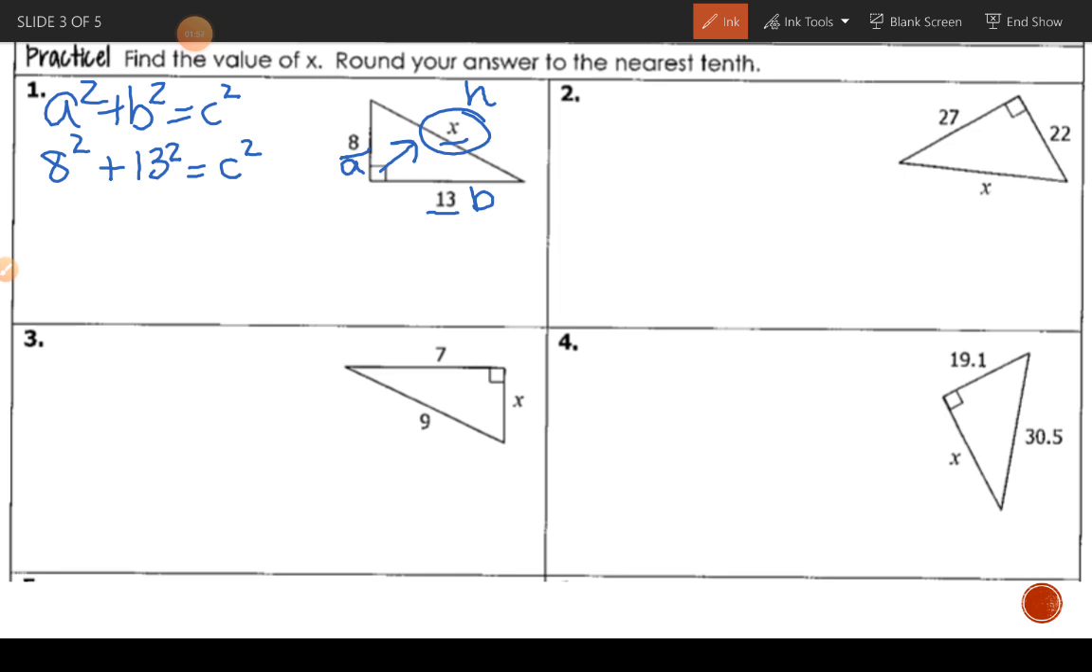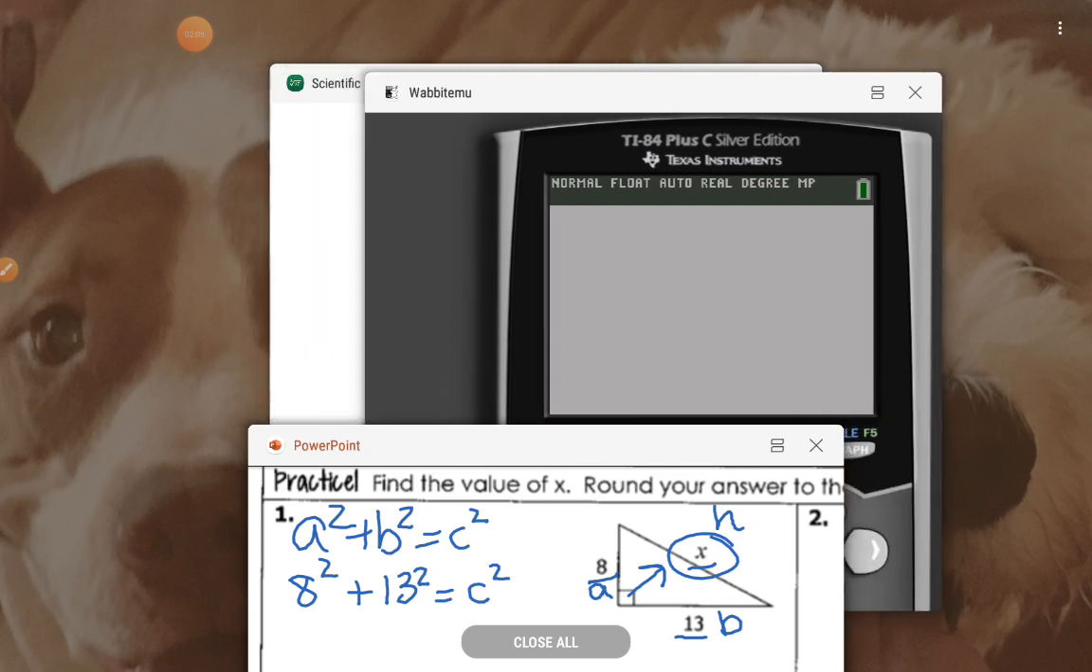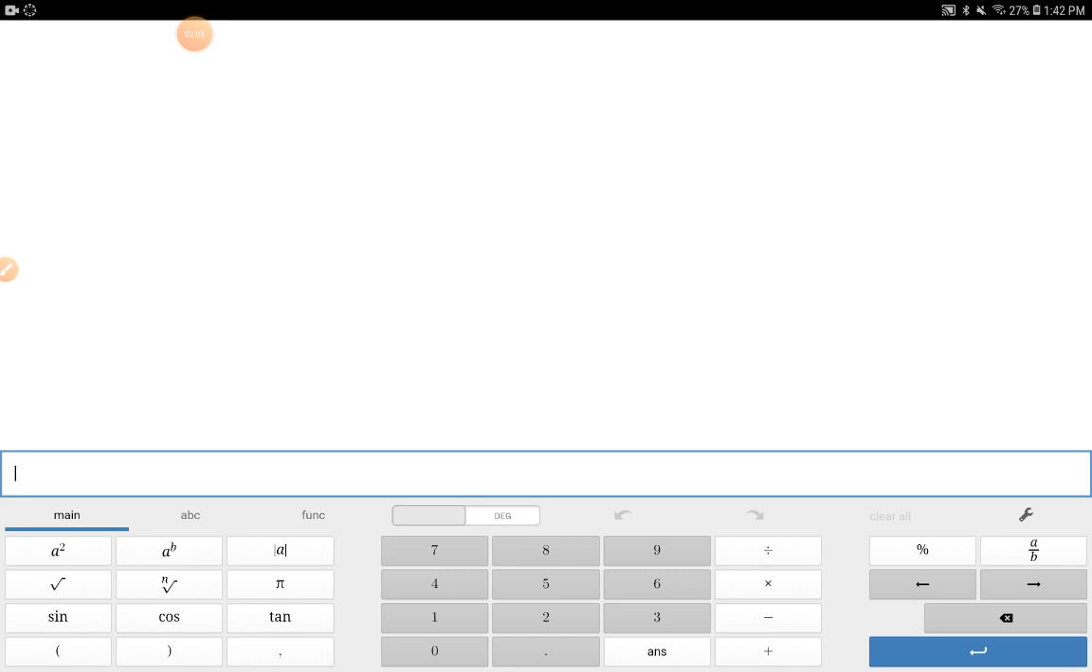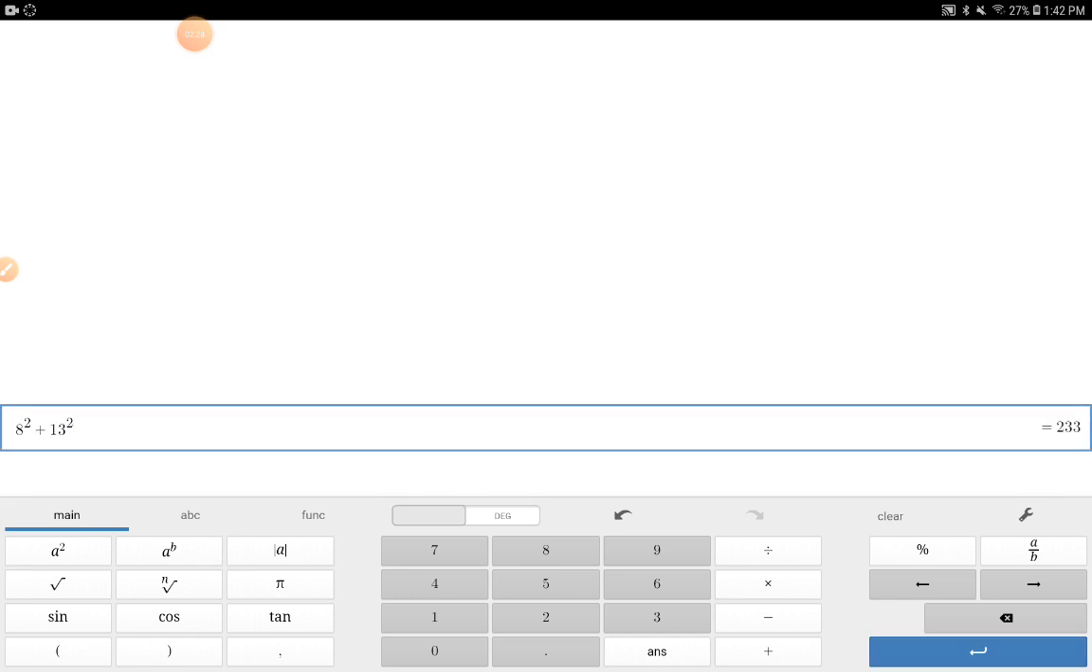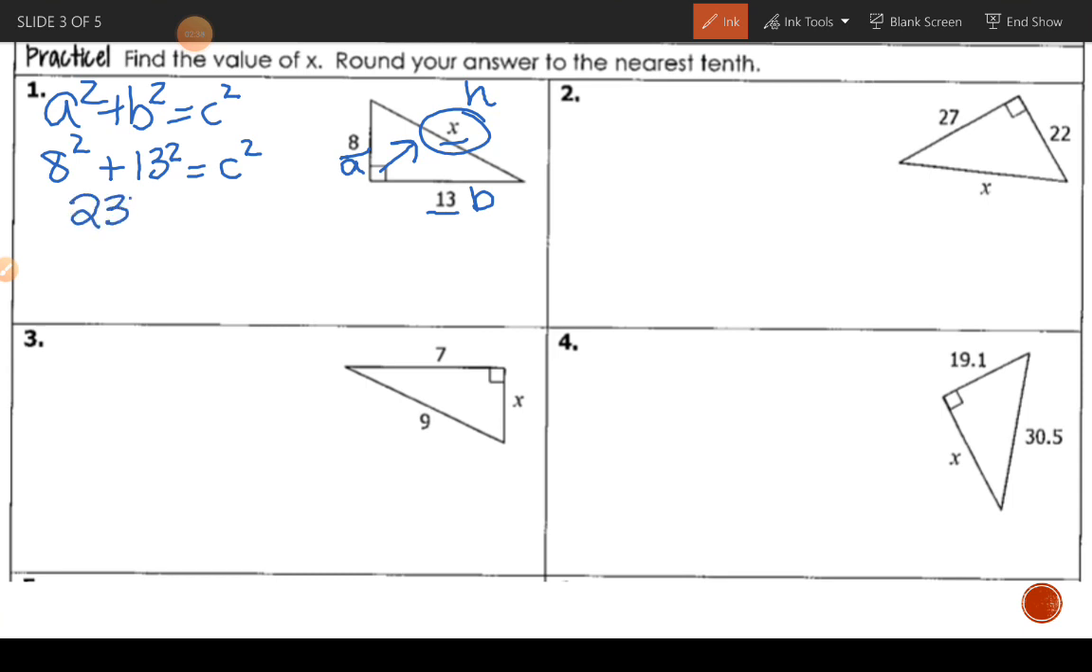Now we can use our calculator for this. If you have the WABA-EMU app, you can go ahead and use this calculator, or if you use the Desmos scientific calculator, I found that this is actually very useful and will be useful for our trig unit. So 8 squared plus 13 squared is equal to 233. So we get 233 is equal to c squared.